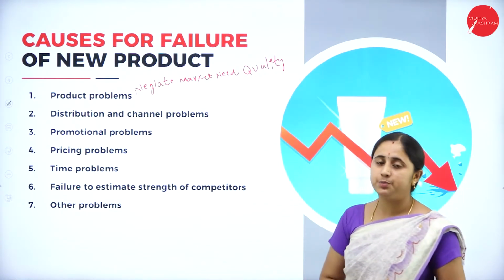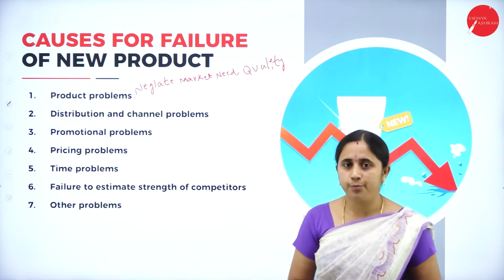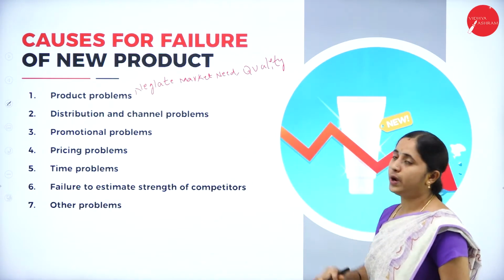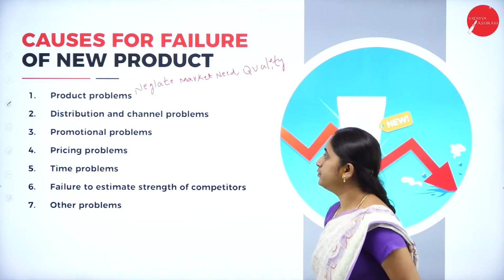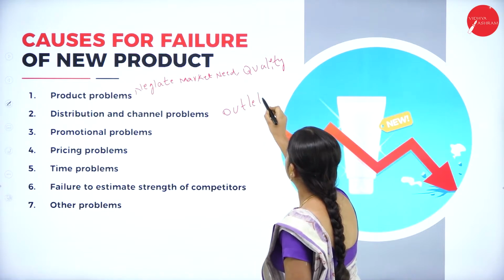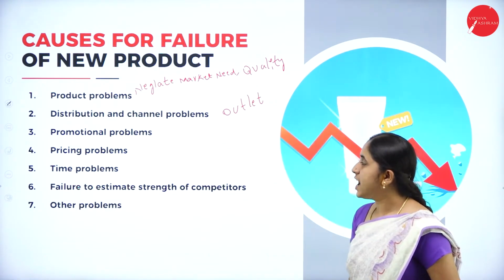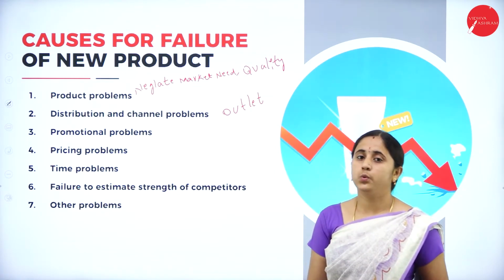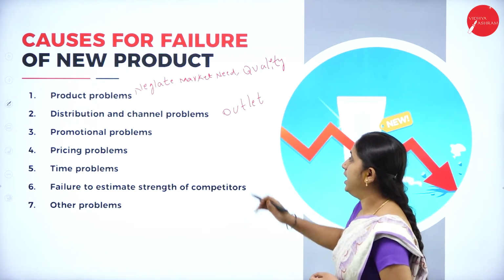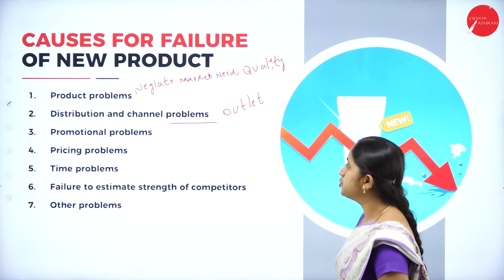Next, distribution and channel problems. Under this, inadequate margin for the middleman is a reason for failure of a product. If the middlemen are satisfied, then they work efficiently and effectively for your product. Then inadequate distribution outlets: your product is not available where the demand is more. Also poor cooperation between channel members, absence of necessary middlemen, and lack of cooperation between channel members. These are all problems that come under distribution and channel.